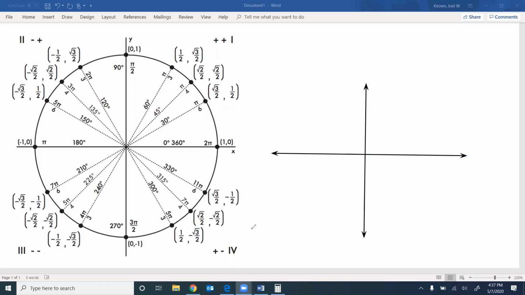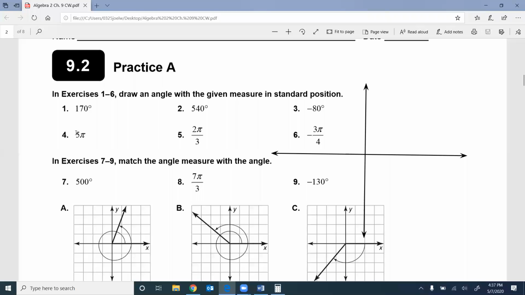Okay, let's move on to the next one. We now get some radian ones. I see 5 pi, 2 pi over 3. I'm going to write these down so I can just copy them: 5 pi, 2 pi over 3, negative 3 pi over 4. All right, well, keep switching back.